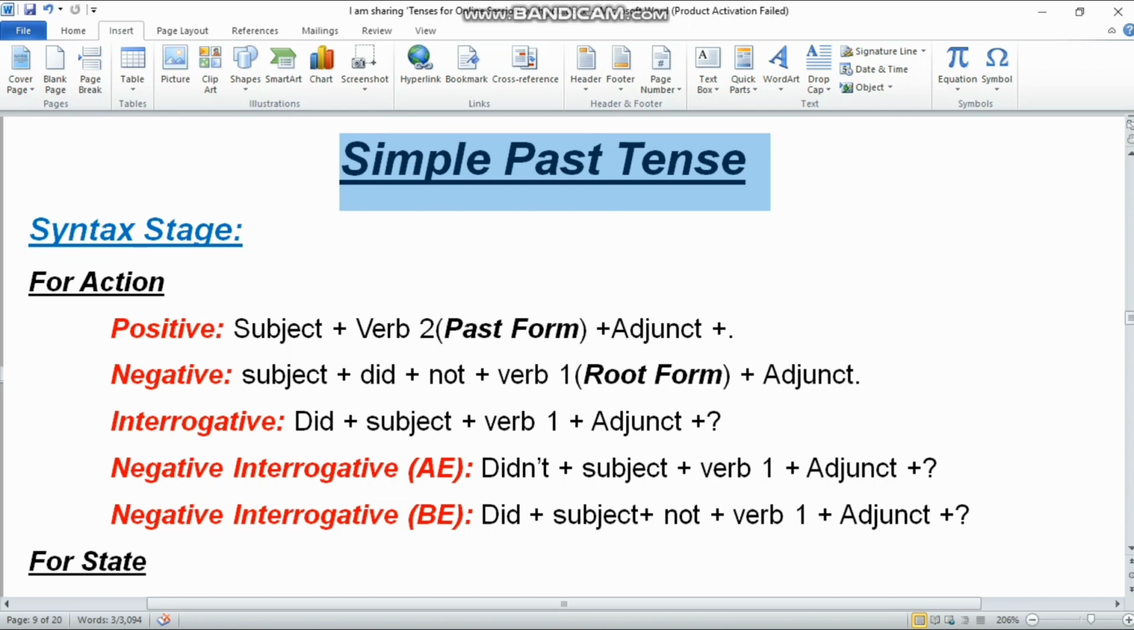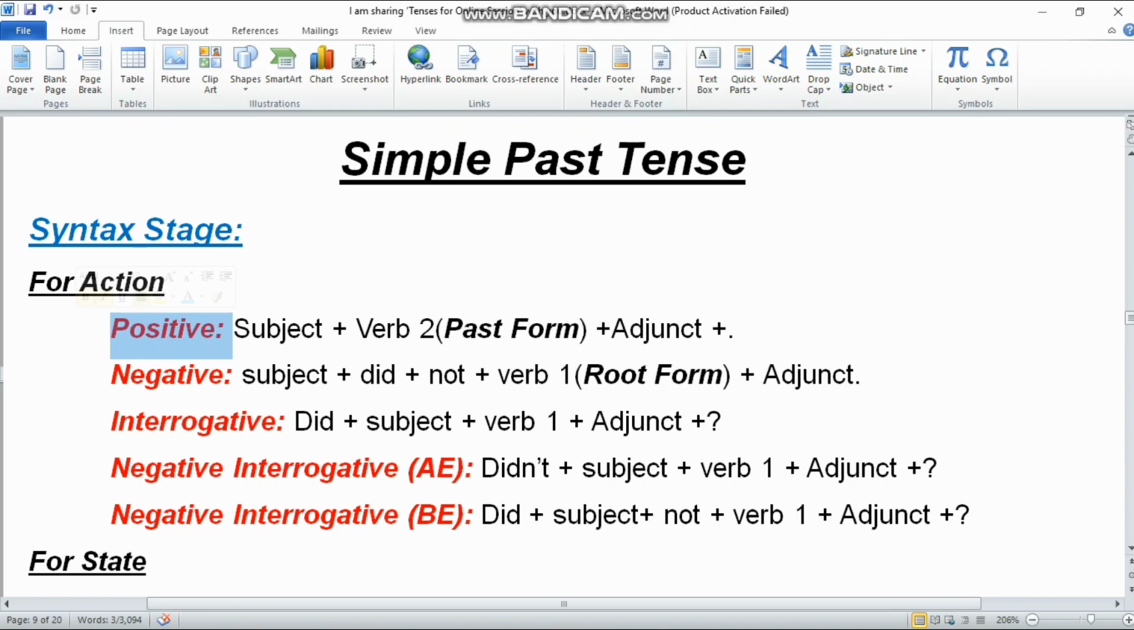In this video, we are going to discuss simple past tense. First, we have to go through the syntax stage of simple past tense, where we will be studying some particular structures of simple past tense.